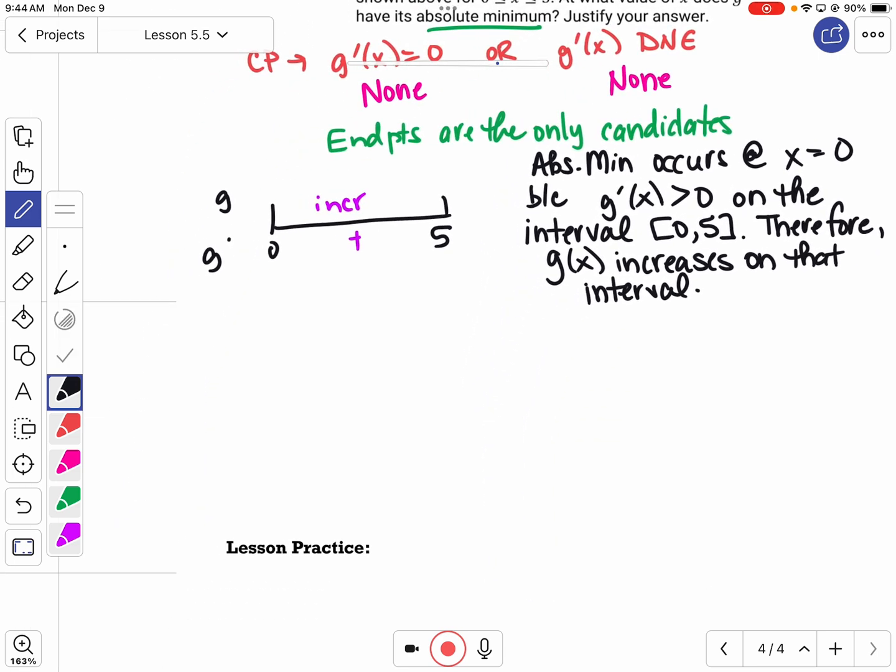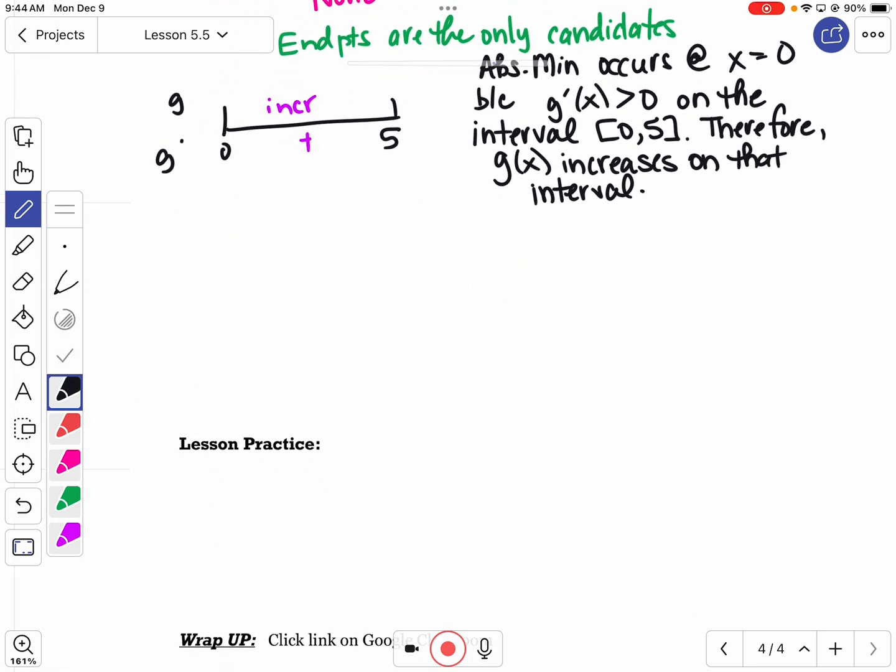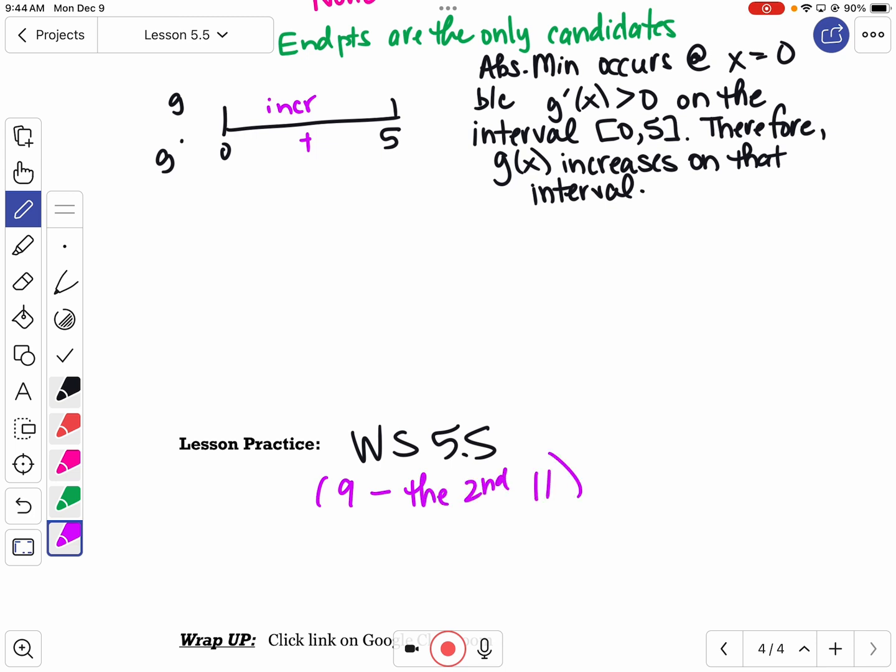It was a good day to miss, Laura. I'm sorry you're sick. All right, so your lesson practice is your worksheet 5.5. Now, don't laugh at me, but I copied and pasted this, and I didn't feel like renumbering it. It's 9 through the second 11. Not the 7th 11, but the second 11. So 9 through the second 11. I didn't feel like retyping it all, so it is what it is.